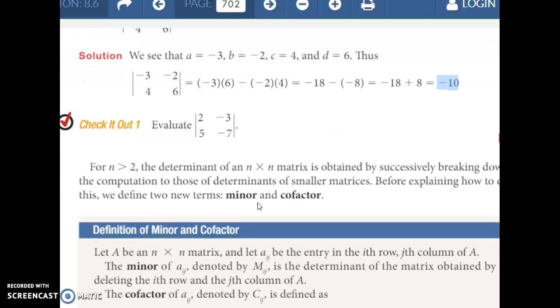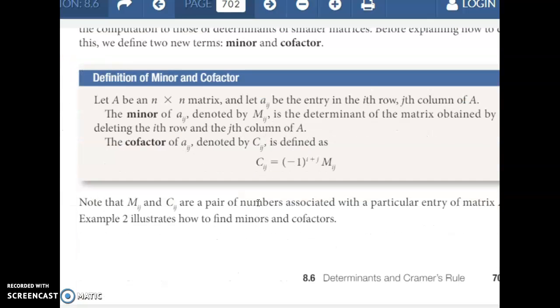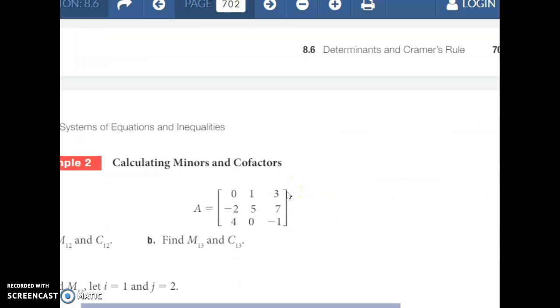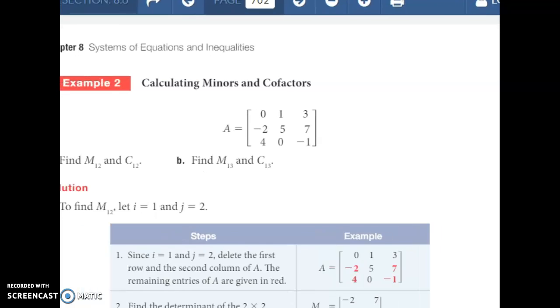Okay, then they're going to get into more complicated ones, such as what happens when you have 3 by 3 or 4 by 4 matrices. And this is where you have to deal with minors and cofactors. So here is what it is. Here's the example.